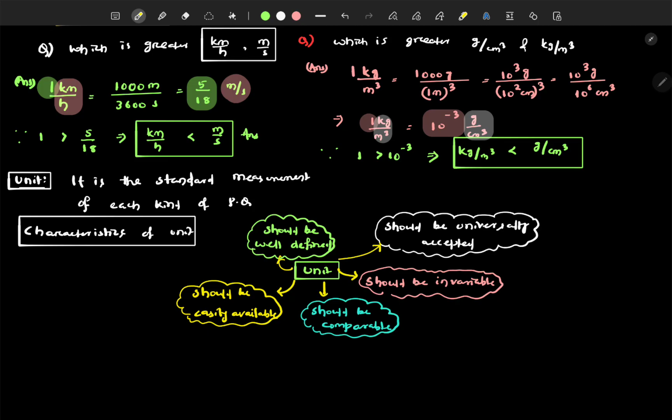Okay. Next, classification of physical quantities. Next we will discuss the classification of physical quantity. See this thing. From this we are going to enter into the chapter. So, classification of physical quantity.